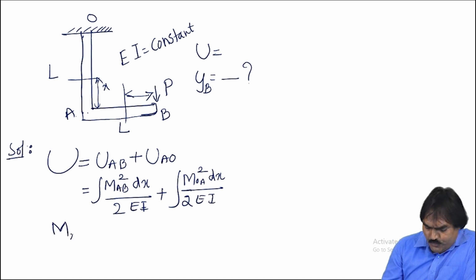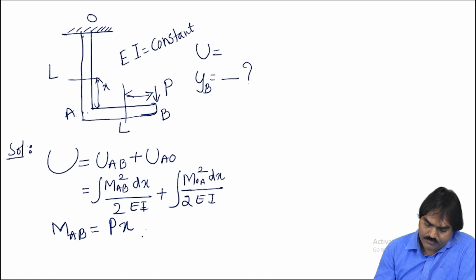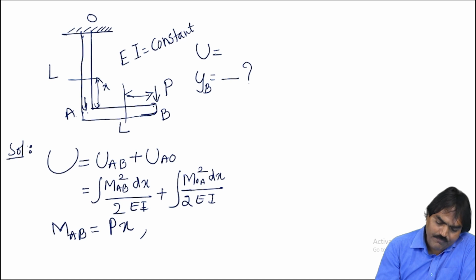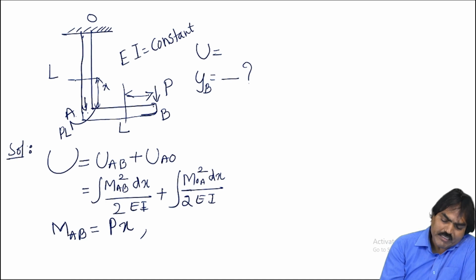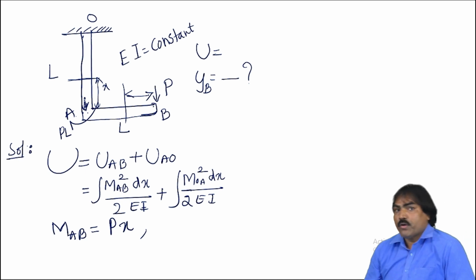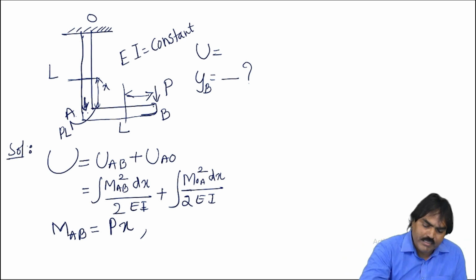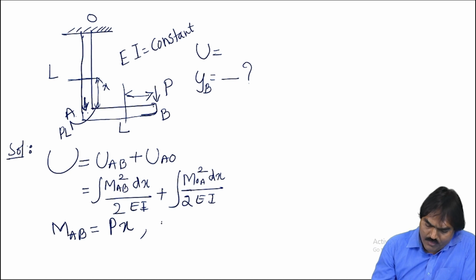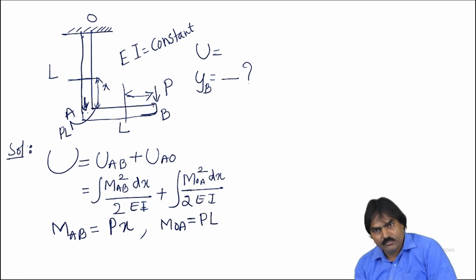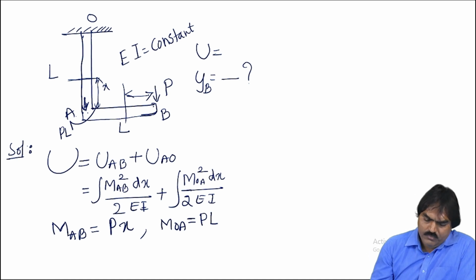Then what is the moment in the portion AB? That is P into x. When I transfer the load to this point, there is an axial load P followed by a moment. What is the moment here? P into L. So when I take a section here at distance equal to x between O and A, the axial load P will not cause any moment. Only a constant moment PL. Therefore, the moment in the portion OA is constant, that is P into L.